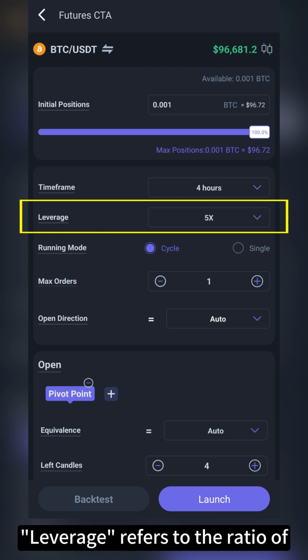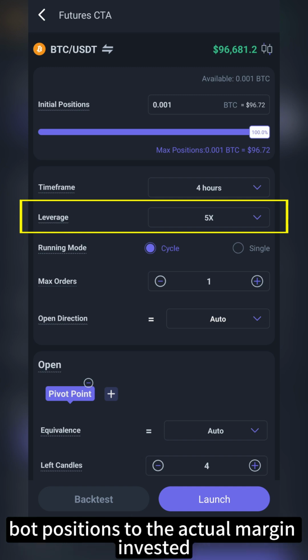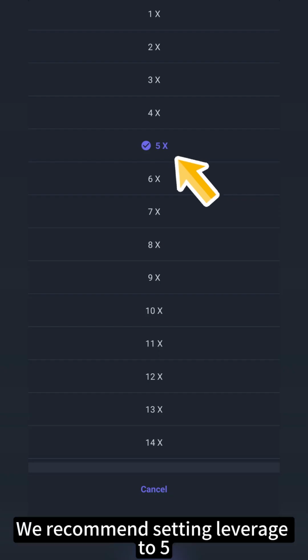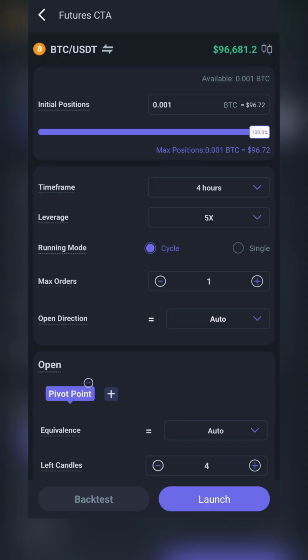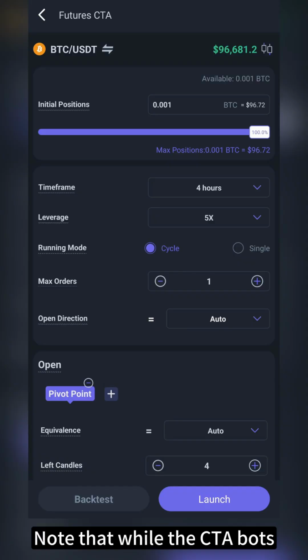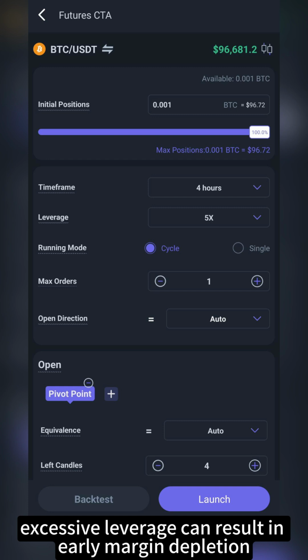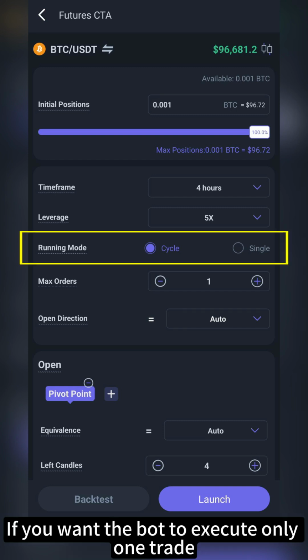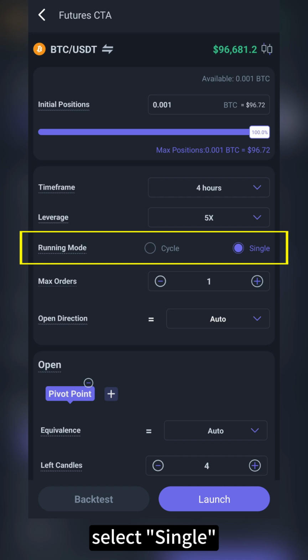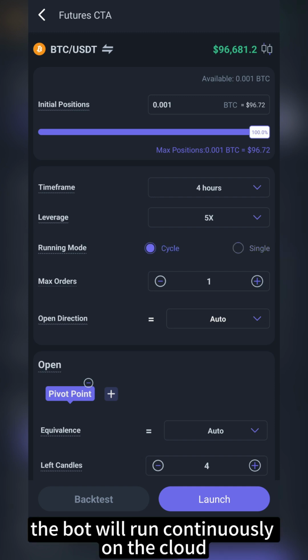Leverage refers to the ratio of bot positions to the actual margin invested. We recommend setting leverage to 5. Note that while the CTA bots usually set stop losses to prevent liquidation, excessive leverage can result in early margin depletion. If you want the bot to execute only one trade, select single. Otherwise, by default, the bot will run continuously on the cloud.